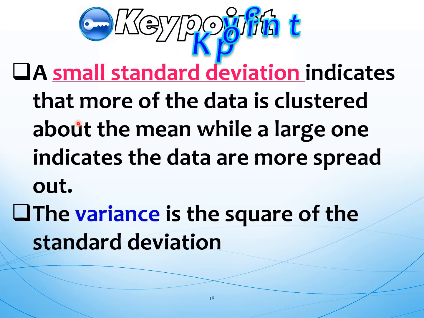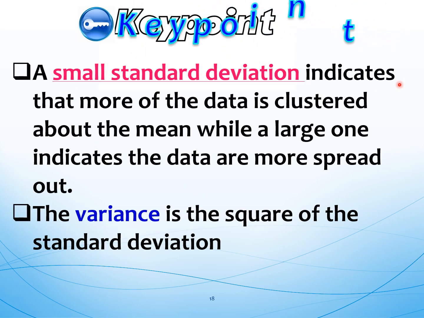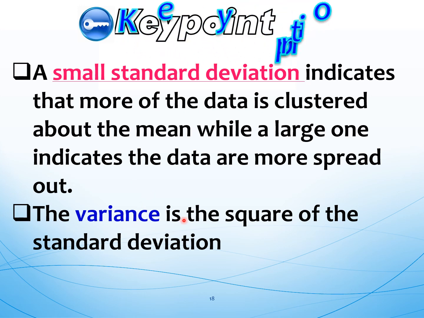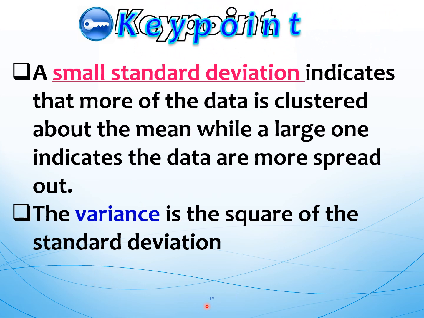And another, a small standard deviation indicates that more of the data is clustered about the mean, while a large one indicates that they are more spread out. And the variance is the square of the standard deviation. So these are the key points of our lesson.